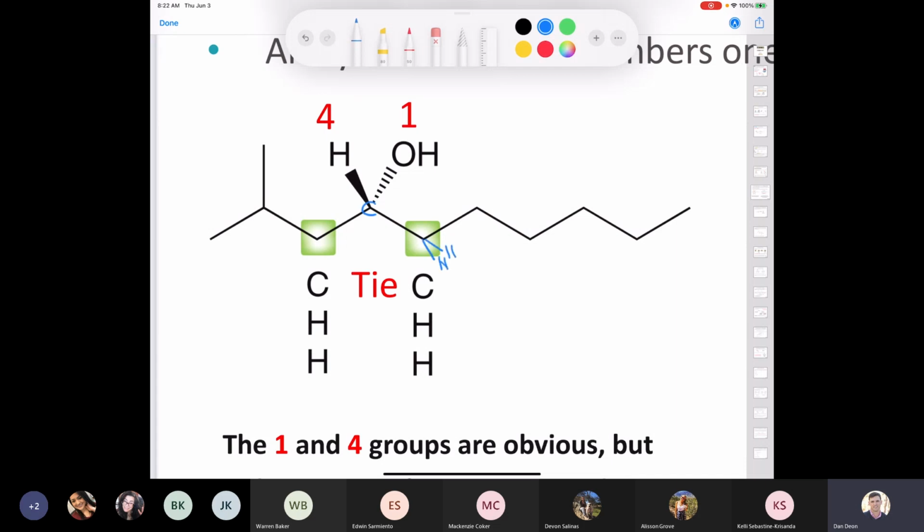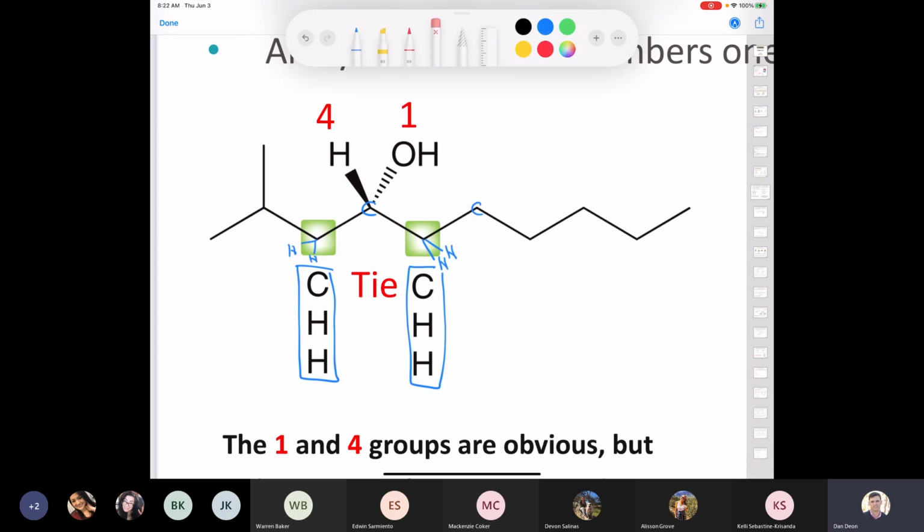It's got two hydrogens, right? And then it's attached to this carbon. So CHH, which we have here. And then here, this one is also attached to CHH. So this doesn't work. We didn't break the tie yet. It's a tie. So what do you do when you run into a tie?